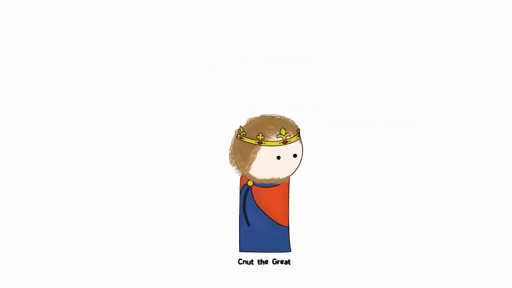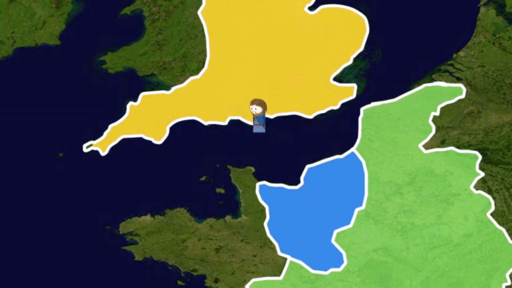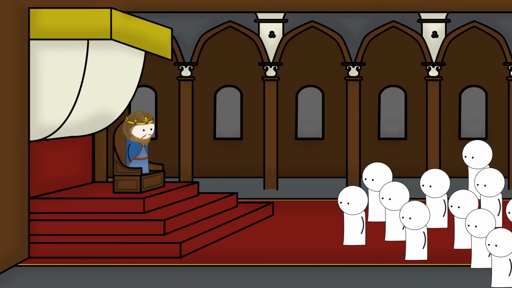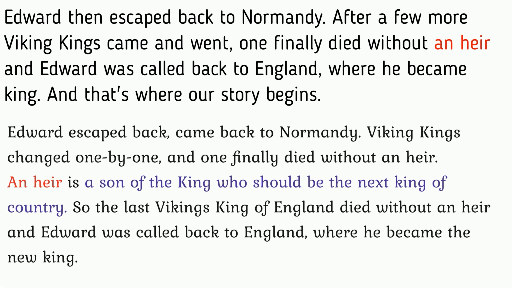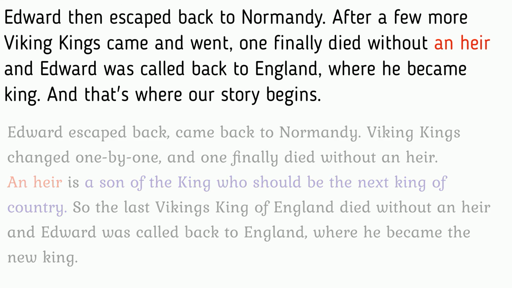After a few more Viking kings came and went, one finally died without an heir, and Edward was called back to England where he became king. And that's where our story begins. Edward escaped back to Normandy. Viking kings changed one by one, and one finally died without an heir. An heir is a son of the king who should be the next king of the country. So, the last Viking king of England died without an heir, and Edward was called back to England, where he became the new king. Okay, that's it for the first section.